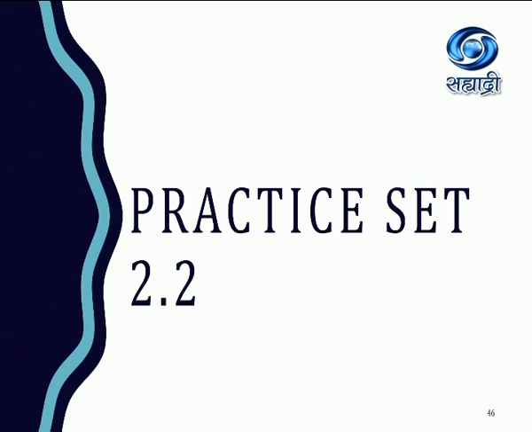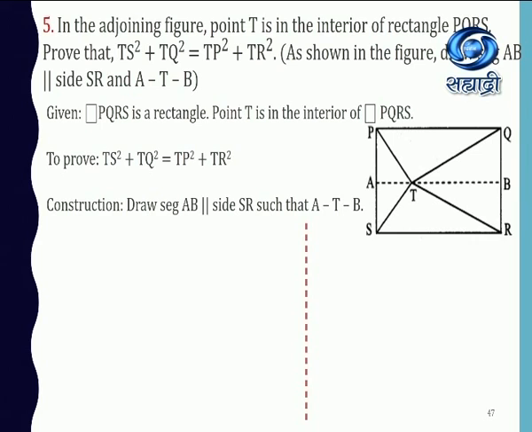So based on whatever we have learned, we are going to see some examples from practice set 2.2. Here in this adjoining figure, point T is in the interior of rectangle PQRS. We have to prove that TS square plus TQ square is equal to TP square plus TR square. So here you do not get confused. How can we show it? Here you just have to understand a few things. We have to draw some construction, something in one line parallel. They have given that it is a rectangle, so opposite sides are parallel.